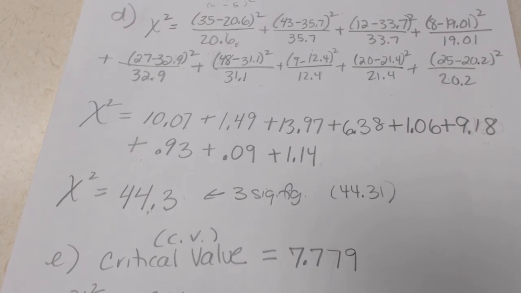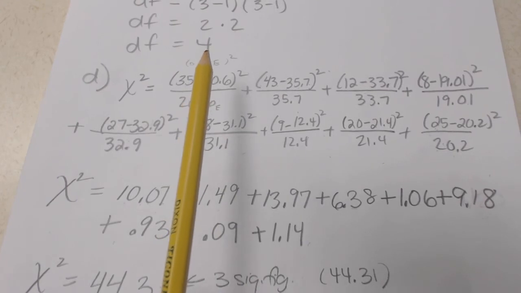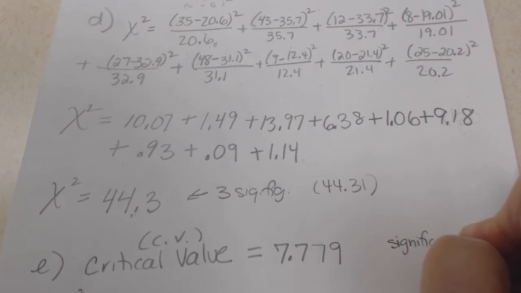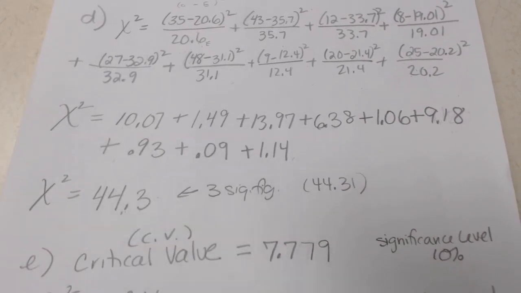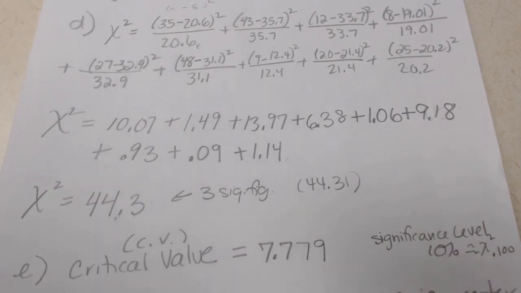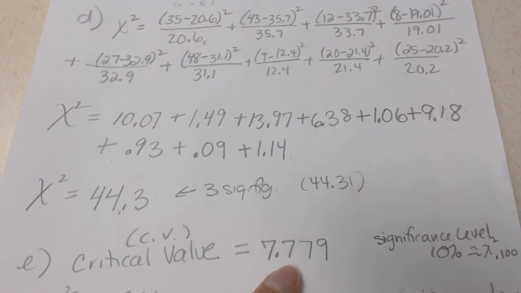Next. It says the critical value is 7.779. So they gave you the critical value here. Usually we would have to look up our degrees of freedom and our significance level of 10%. And we would look for our significance level on that green sheet. We would actually look up the value 0.100 on that sheet with the degrees of freedom of 4. We don't have to do that here because, thank you again, book. They actually did it for us.